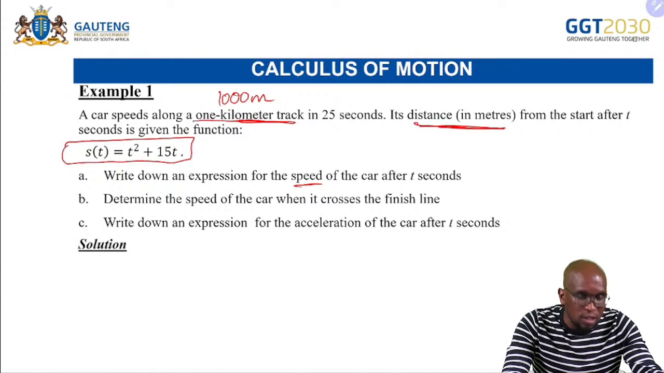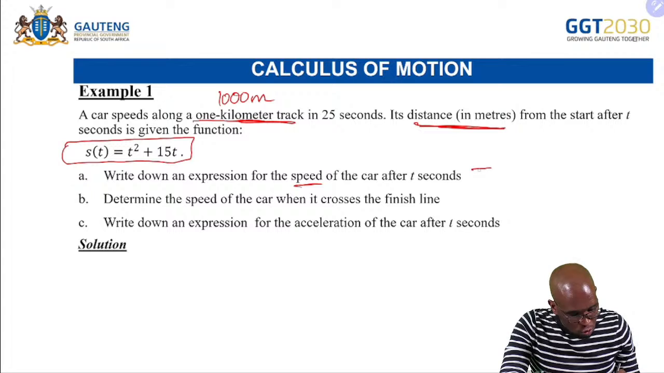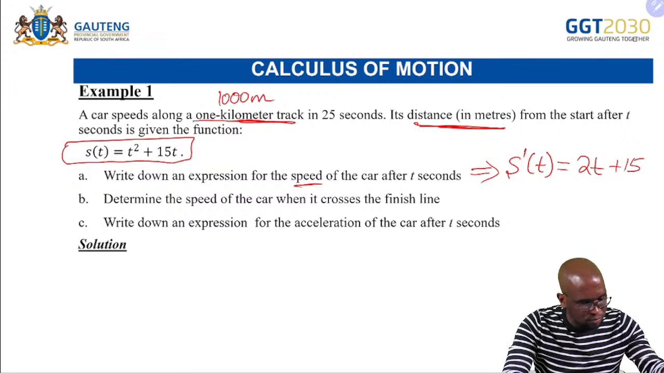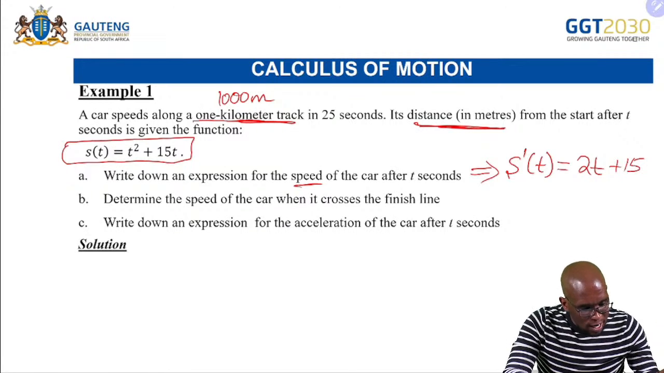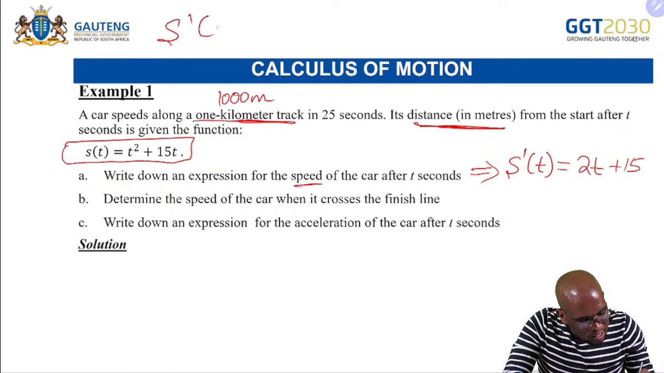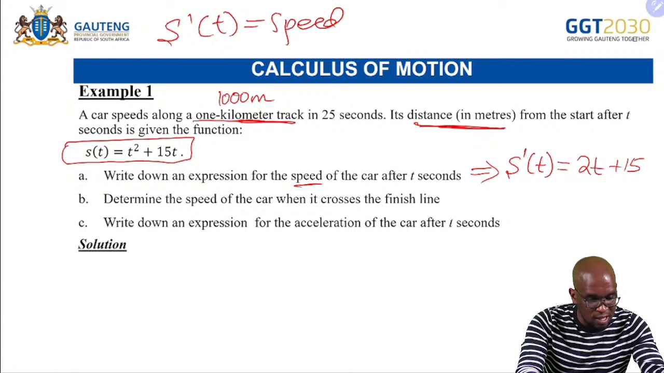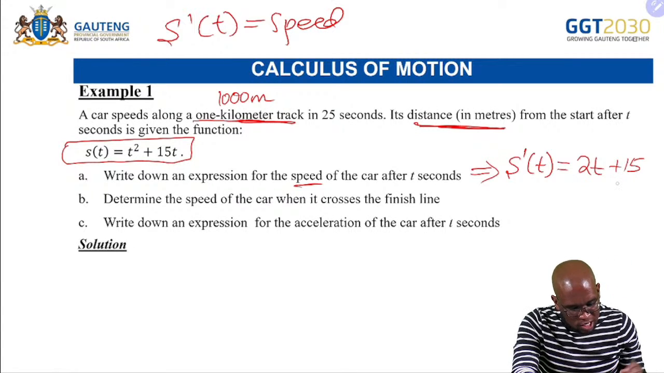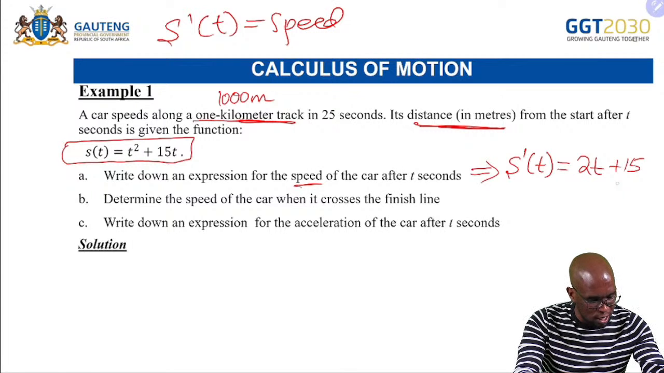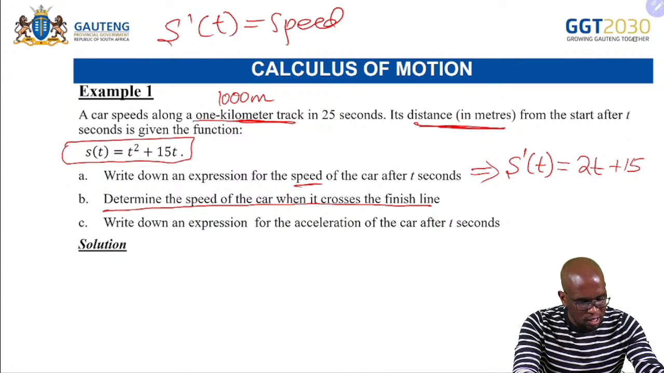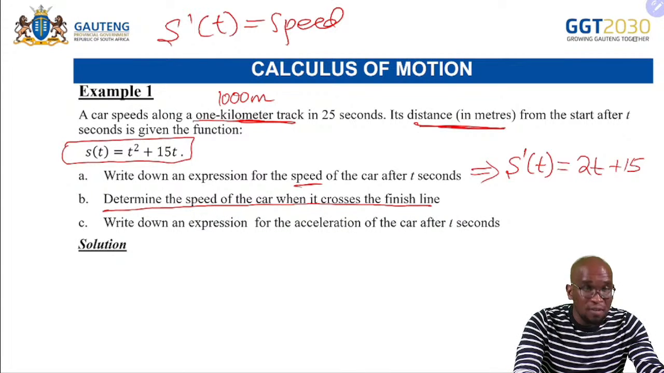How do we find rate? We differentiate. So we're going to differentiate s with respect to t. We get that this is s dash t, which is equals to 2t plus 15. So s dash of t in this case is our speed, the rate at which the distance is changing. So this equation is the equation that can be used to calculate speed. Now they say determine the speed of the car when it crosses the finishing line.